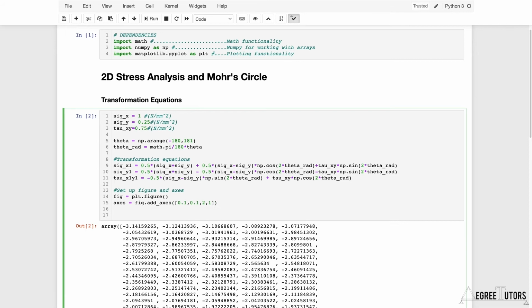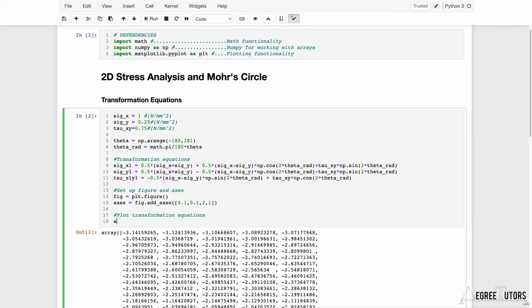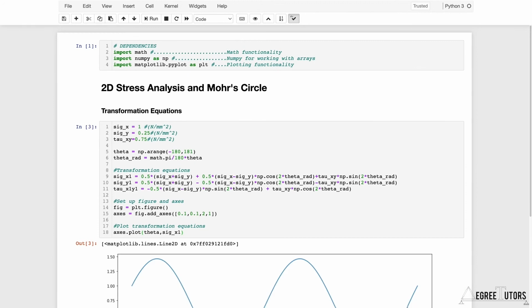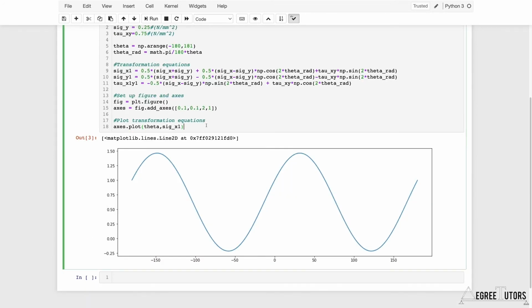And now I'm going to do some plotting. So let's just plot the transformation equations. Right then, so let's say axes.plot. What am I plotting? I'm plotting my angles in degrees this time because I find those easier to intuit than angles in radians. I'm plotting the angle versus sigma underscore x. So this is going to be my first transformation equation. Let's just see what that gives us. Okay, that looks about right. Let's start tidying this thing up. I want to just define the color.